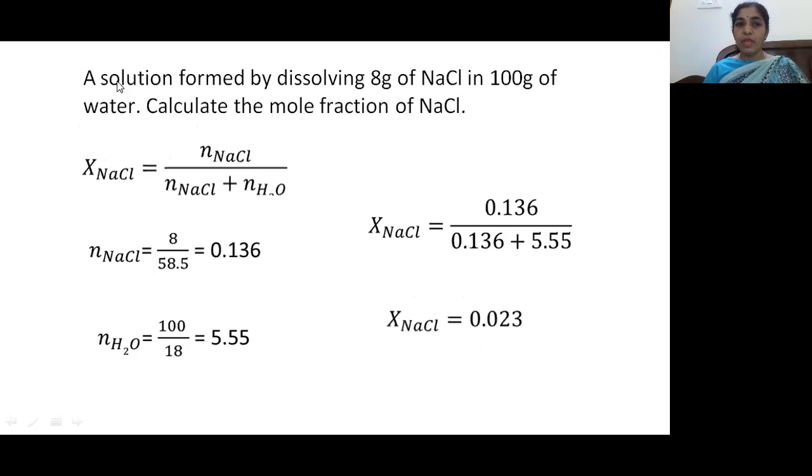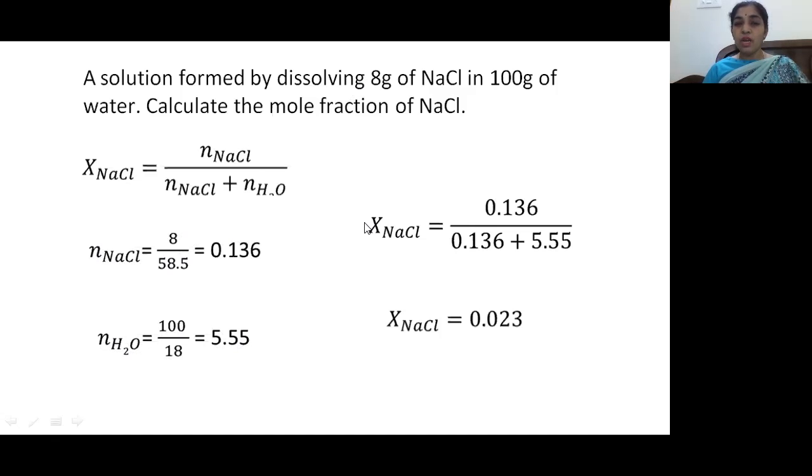Let us look into the problem. A solution is formed by dissolving 8 gram of NaCl in 100 gram of water. Then calculate the mole fraction of NaCl. So we know the formula. Let us write down: X NaCl is equal to n NaCl by n NaCl plus n H2O. So let us find first the moles of NaCl. Here it is given 8 gram by its molar mass, 58.5, which gives you 0.136. Similarly, for water, n H2O is equal to 100 divided by 18, which in turn we get 5.55.